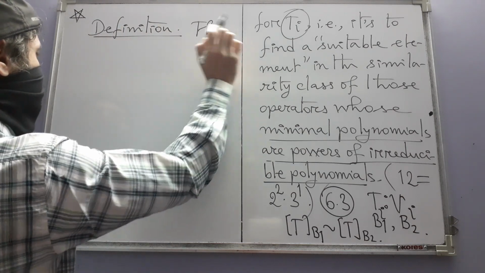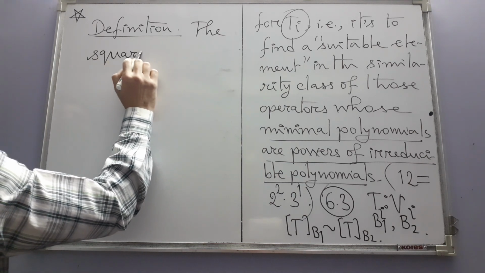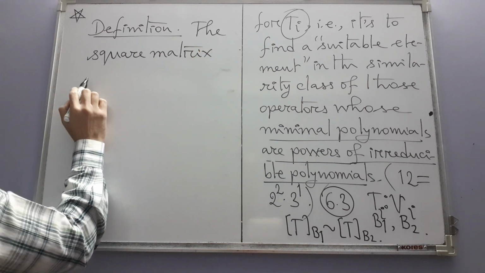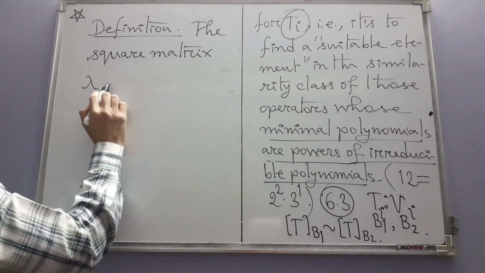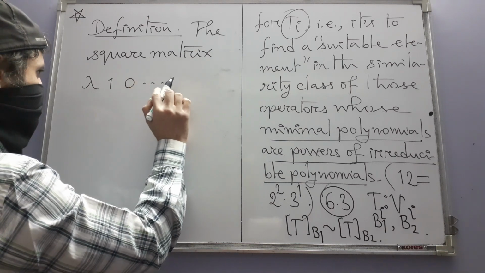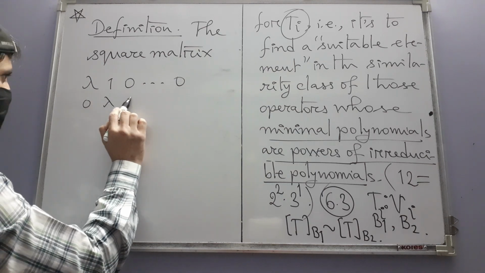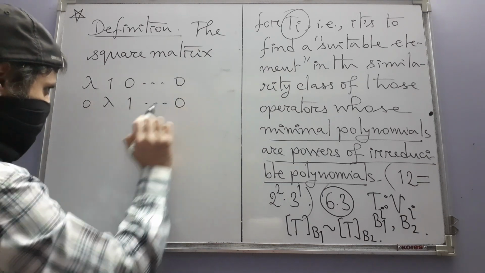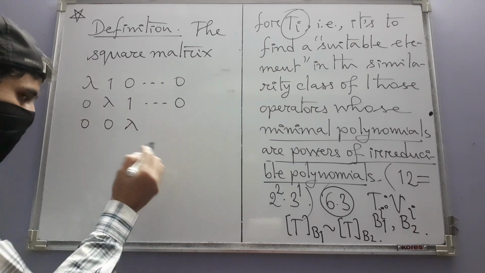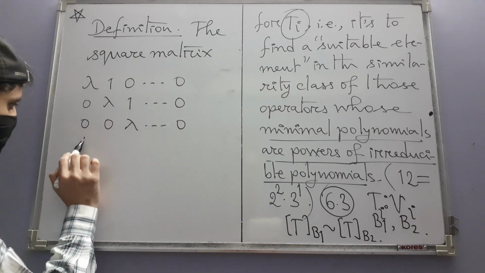The matrix, the author says, but let me also emphasize that it's a square matrix. The matrix looks like this: lambda 1, 0, 0, 0, lambda 1, 0, 0, 0, lambda, and then a 1 will appear after that. And like that it goes.